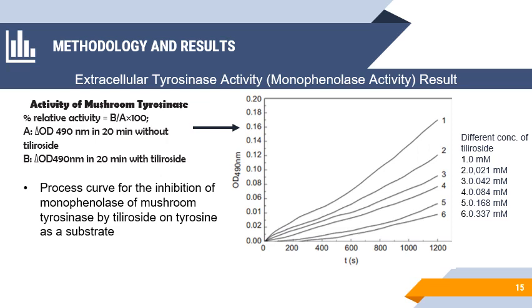And from the extracellular tyrosinase activity assay, can be found the activity of mushroom tyrosinase. In the graph that shows 1, 2, 3, 4, 5, and 6 are different concentrations of the Tiliroside. 1 is 0 millimolar, 2 is 0.021 millimolar, 3 is 0.042 millimolar, and the last, 6, is 0.337 millimolar. The progress curve for the inhibition of the monophenolase of mushroom tyrosinase by Tiliroside on tyrosine as a substrate was presented in the graph in the picture.